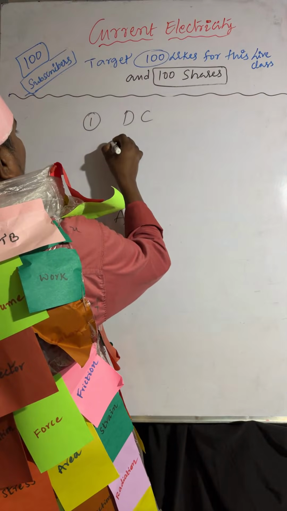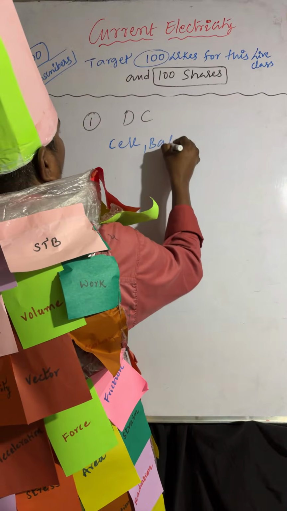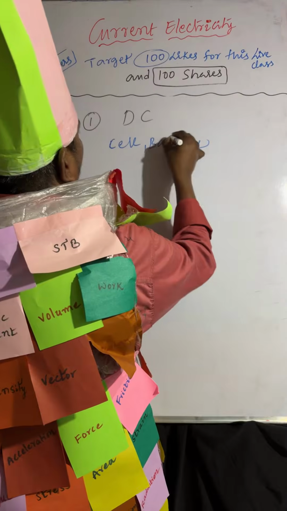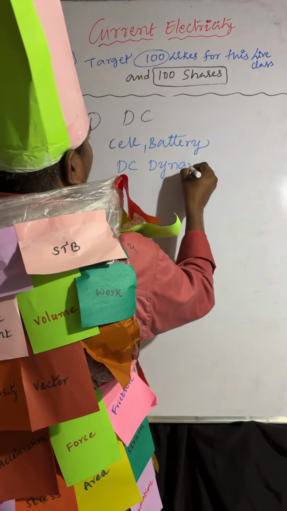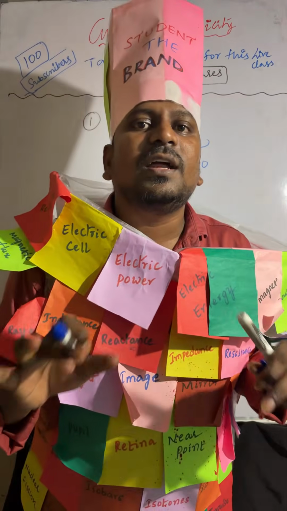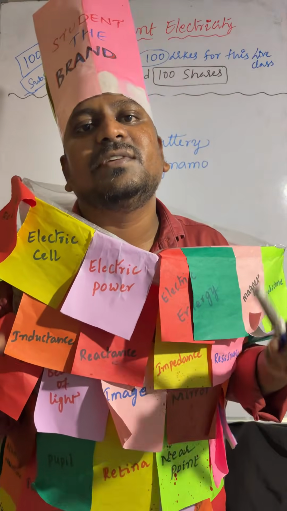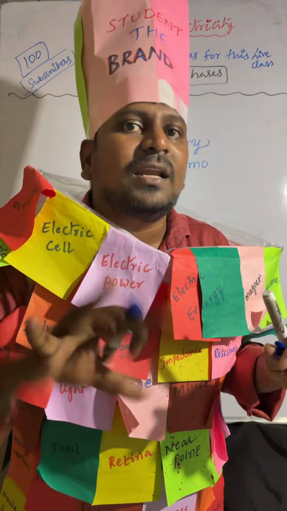Examples: cell, battery, and DC dynamo. So in this current, magnitude and direction do not change with respect to time. That is direct current. Coming to the alternating current.